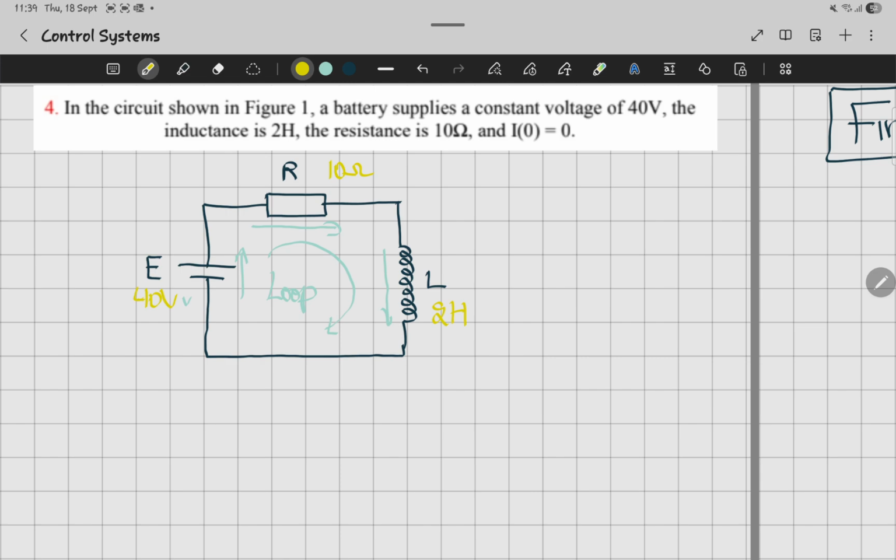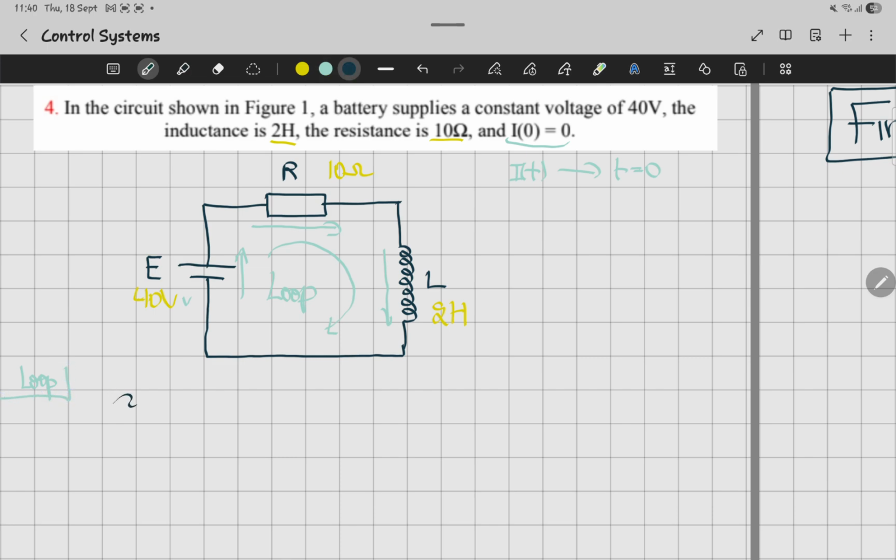And we've got our inductor of 2 and the resistor of 10, with an initial condition of i equal to 0 at t equal to 0. Now we're going to solve this loop. In terms of logic, the input voltage is equal to the sum of the voltages across the loop.